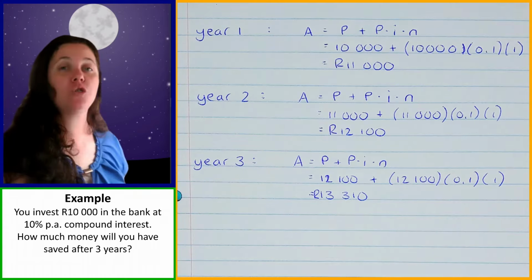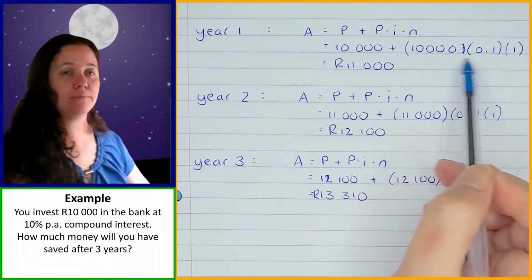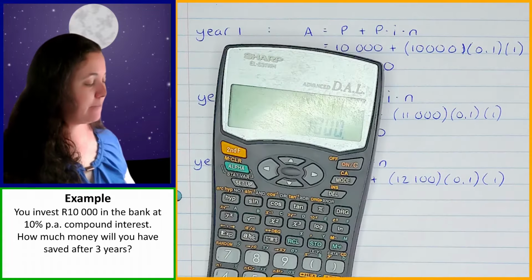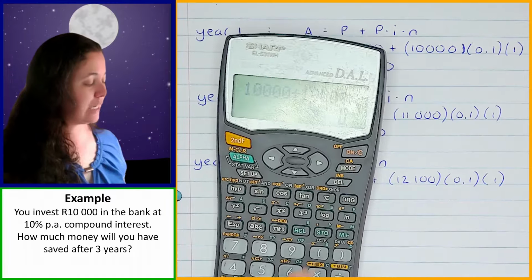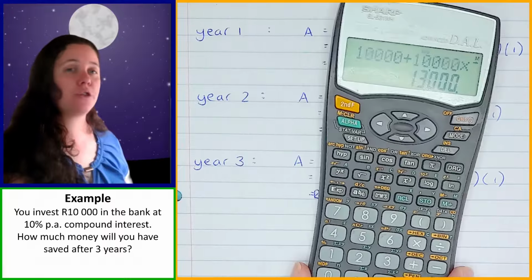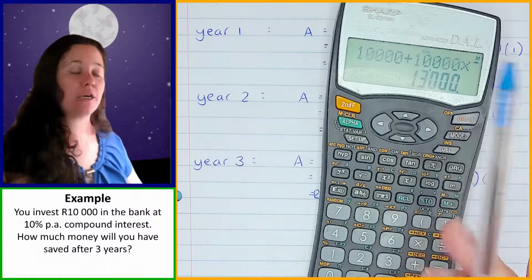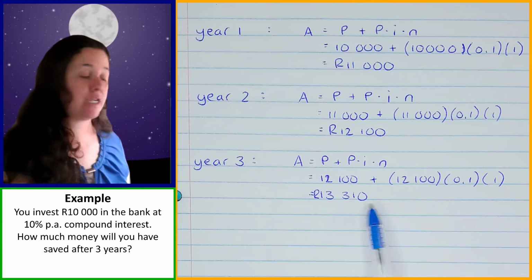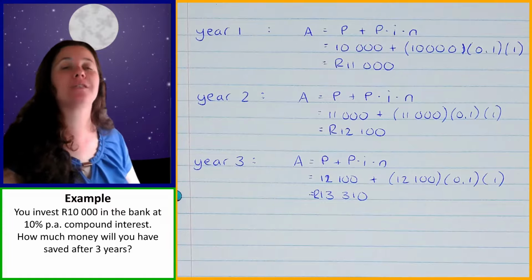Now let's just quickly have a look at what you would have got if this was simple interest. I would have taken this formula, but instead of having 1 year, I would have had 3 years. So it would be 10,000 plus 10,000 times 0.1 times 3 for 3 years. And that would have given us 13,000 Rand. So if it was simple interest, I would have ended up with 13,000. But because it's compound interest, I end up with 13,310 Rand. So I ended up with more because the interest is being calculated on the interest as well as the principal amount every time.